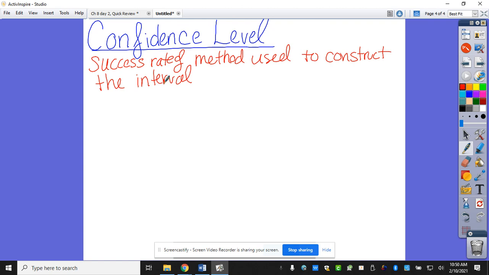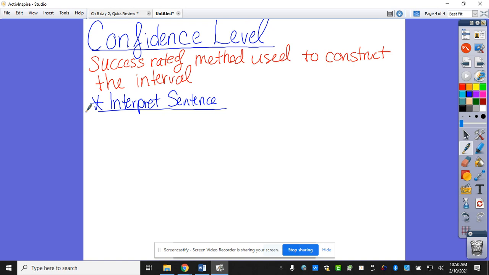And so, just to refresh, what happened to the width as my confidence level increased? Did they get wider or shorter? Wider. So as your confidence level increases, your width increases. So this is our interpret sentence.